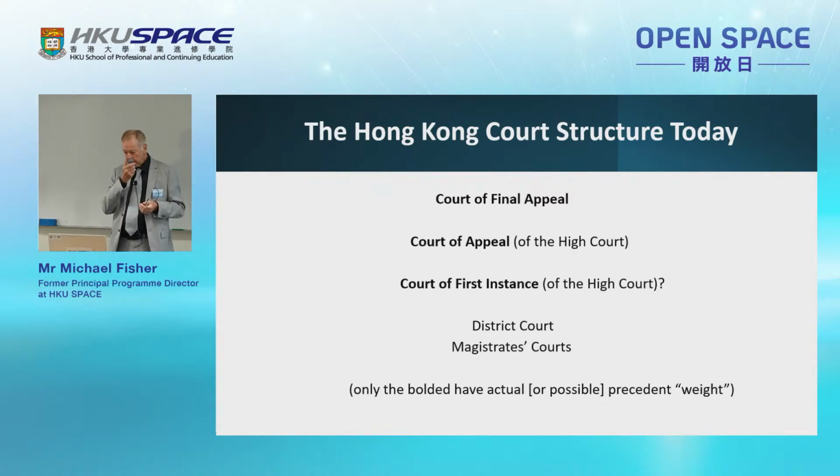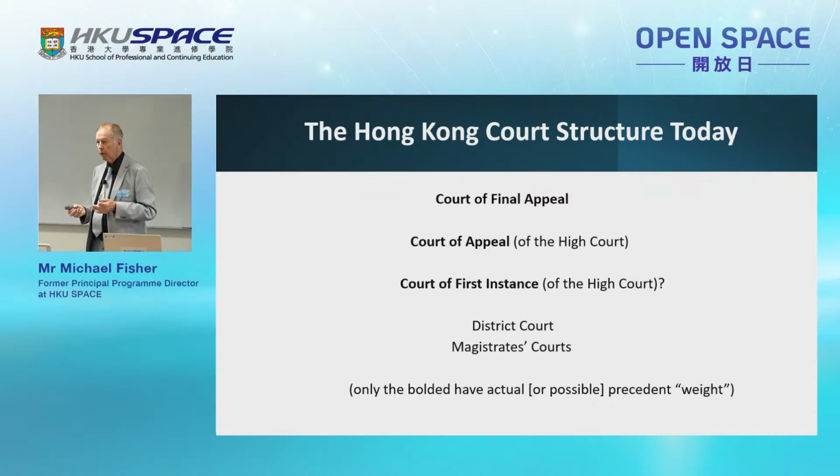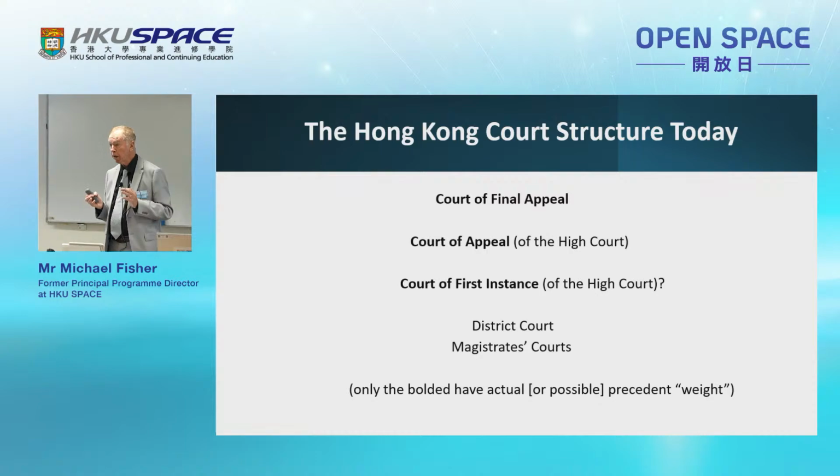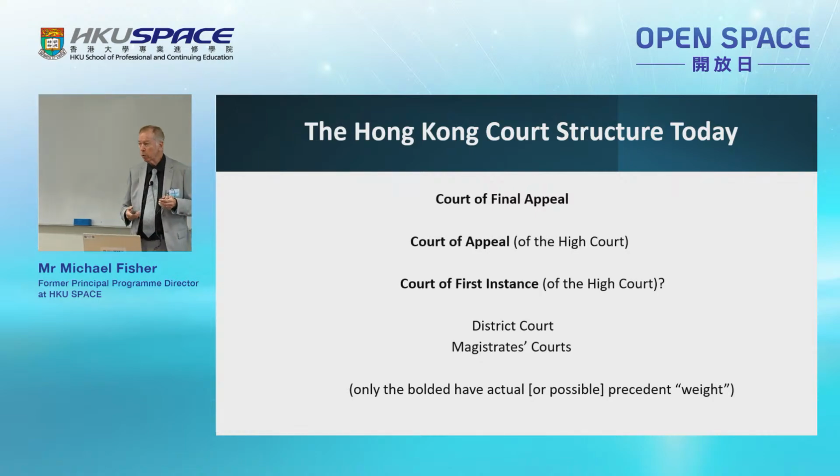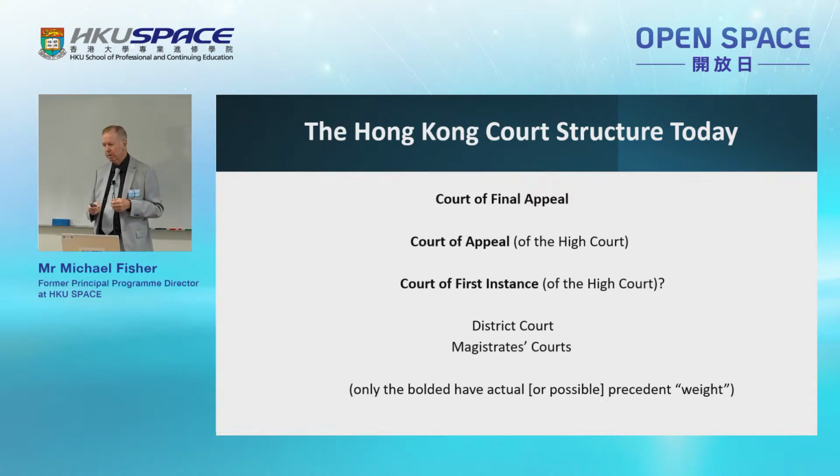Here's the Hong Kong court structure today. At the top, the Court of Final Appeal. Every court under that must follow the decisions, strictly the rationes, the reasons for the decision of that court, when they're dealing with the same point. If there isn't a Court of Final Appeal decision, the lower courts must follow the Court of Appeal. The Court of First Instance only may have a little bit of precedent weight if it's sitting as an appeal court, but frankly, we're still not sure of that point.